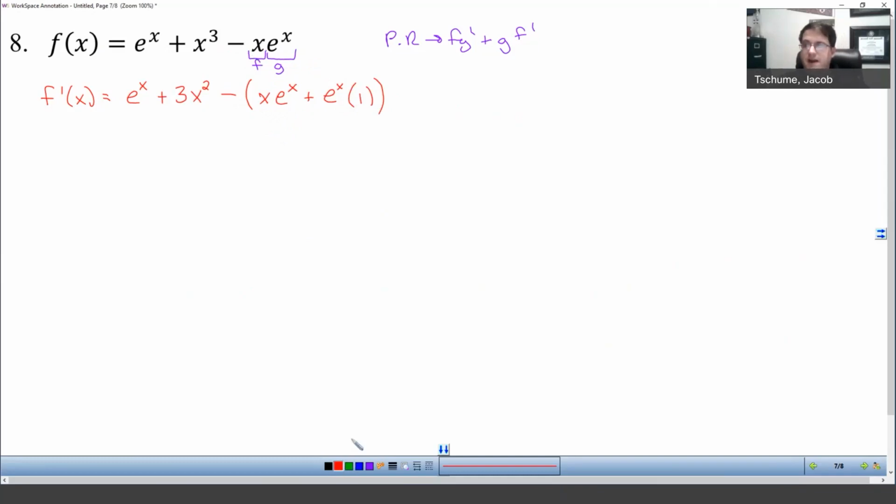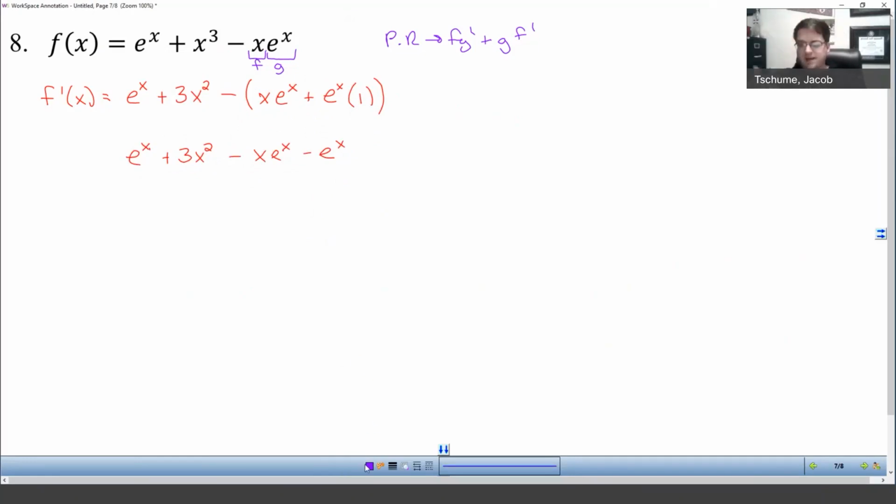All right, if I distribute this negative to both of these terms, this becomes e to the x plus 3x squared. Oops, sorry, that's bad handwriting right there. Let me clean that up so it doesn't throw anybody off. Sorry, here's my eraser. So that would be minus x e to the x. This times 1 doesn't do anything, so I'll still apply the negative. So that's minus e to the x.